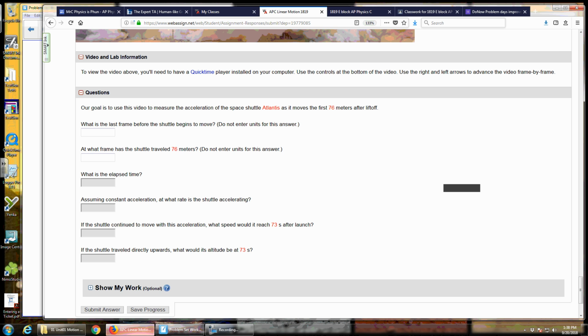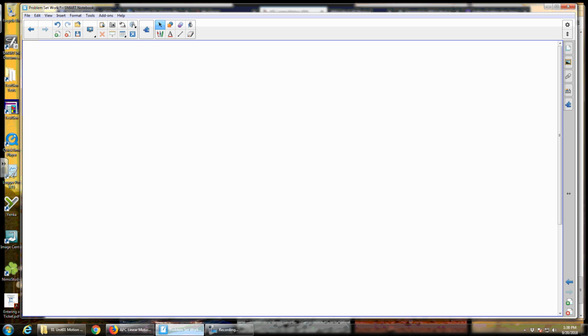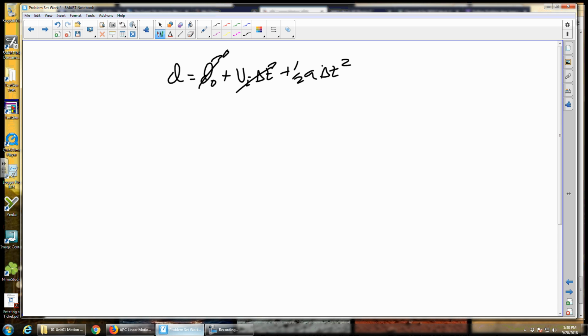And it started from rest, traveled 76 meters. So it's really up to you which one you're more comfortable with, because you have time, you have displacement, and you know that those are right? So you could go, d equals d naught plus v initial delta t plus 1/2 a delta t squared, and with d naught and v initial both 0, you have t, you have d, find a.